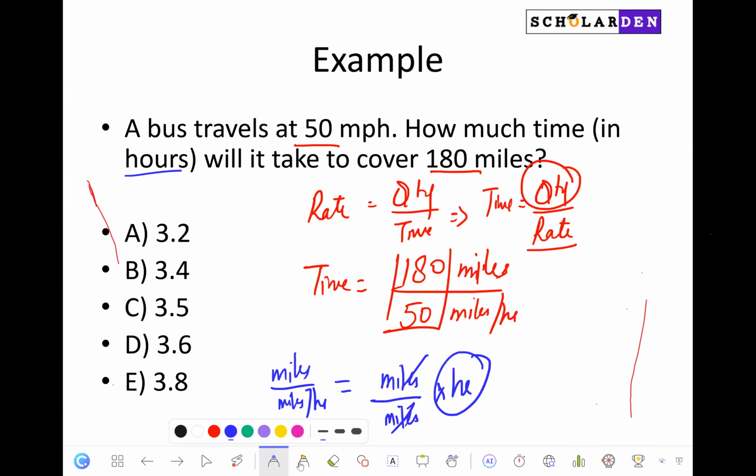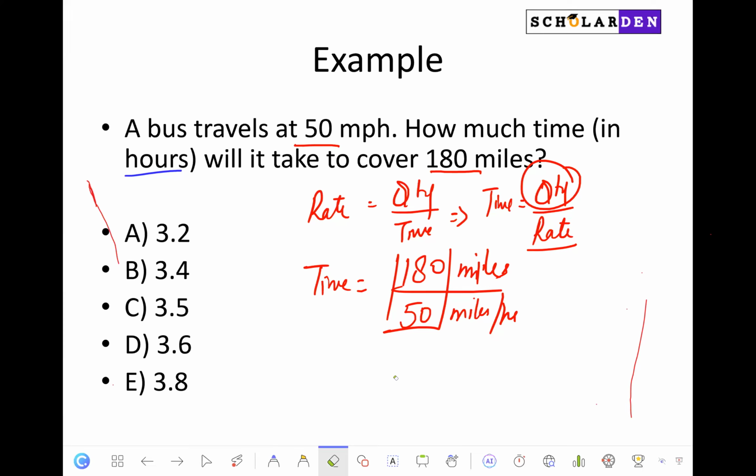Okay, so this is why it is very important that you keep a note of the units that are being involved. That is due to both reasons. So you can verify your answers. And secondly, it can also help you in identifying cases where there is a unit conversion involved.